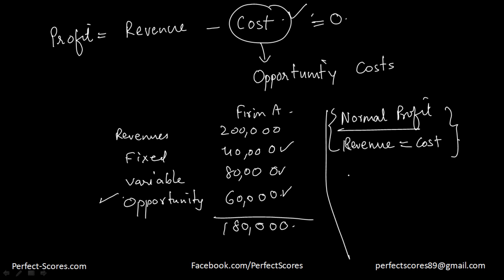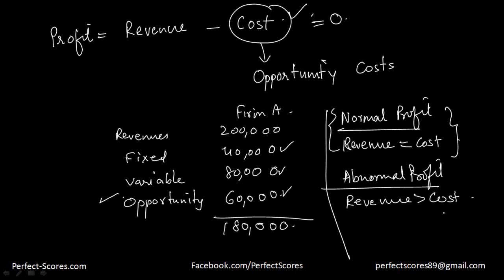And how do we talk about abnormal profit? Abnormal profit is where your revenue is greater than the cost, right? So if your revenue is greater than the cost, then you have abnormal profits. And how do you have loss? You have loss when your revenue is lesser than the cost. Fine. So I suppose you're understanding this point over here.